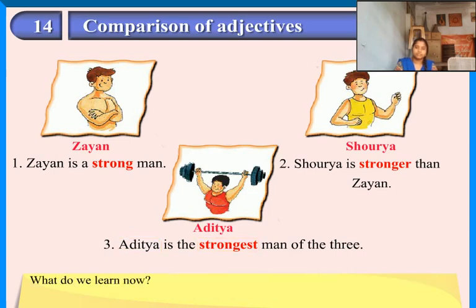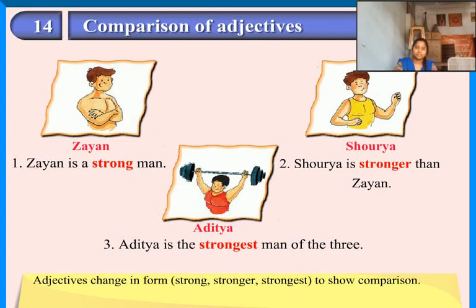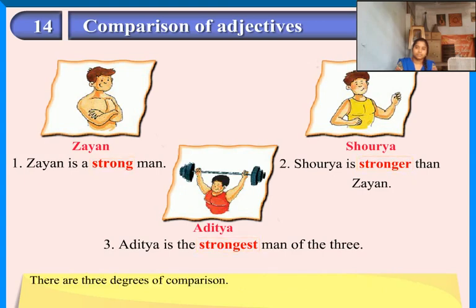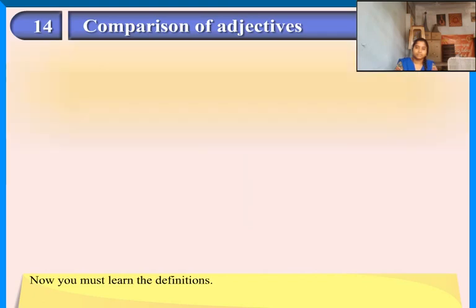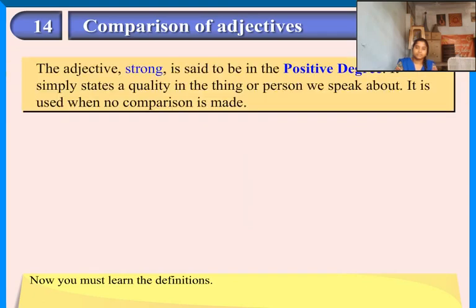What do we learn now? Adjectives change in form, strong, stronger, strongest, to show comparison. There are 3 degrees of comparison. Now you must learn the definitions. The adjective strong is said to be in the positive degree. It simply states a quality in the thing or person we speak about. It is used when no comparison is made.